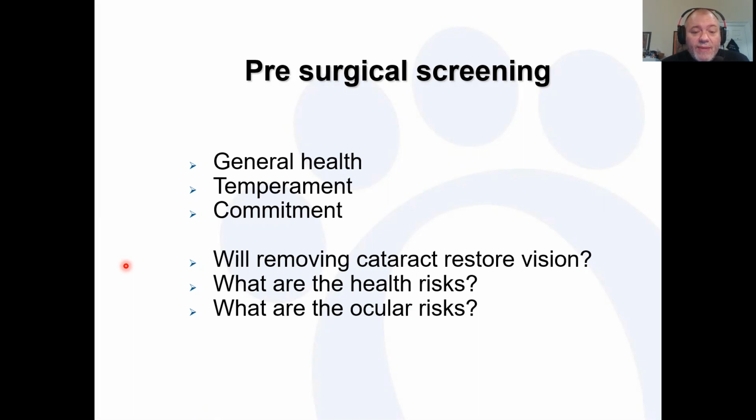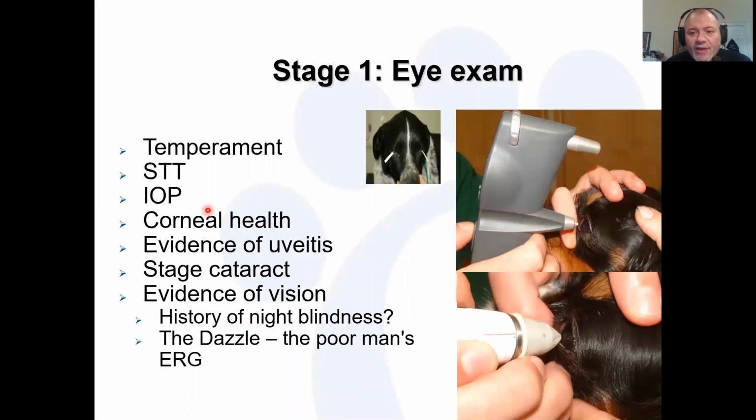Then we'd ask, is the patient healthy enough? So what are the health risks? An older patient or diabetic patients often may have comorbidities. And then we'll ask, is the eye itself up to it? Is there dry eye? Is there secondary glaucoma? Is there an abnormal drainage angle which may predispose to secondary glaucoma? Those are the general questions we're asking in our screening, but the actual screening processes we'll run through now.